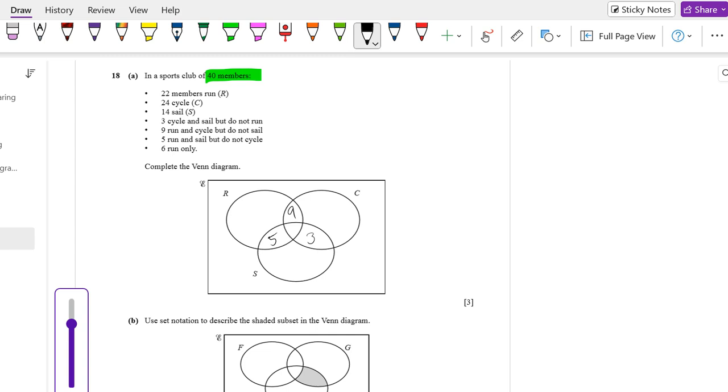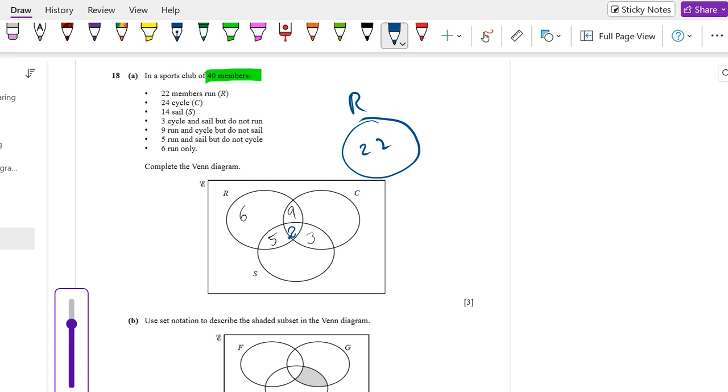So we know that 22 is the total of run. This should be total of 22, but I still need something else. Yes, 6 run only. So this is 6. 6 plus 9, 15 plus 5. So your center would be 2. As the total of run should be 22. And total of cycle should be 24.